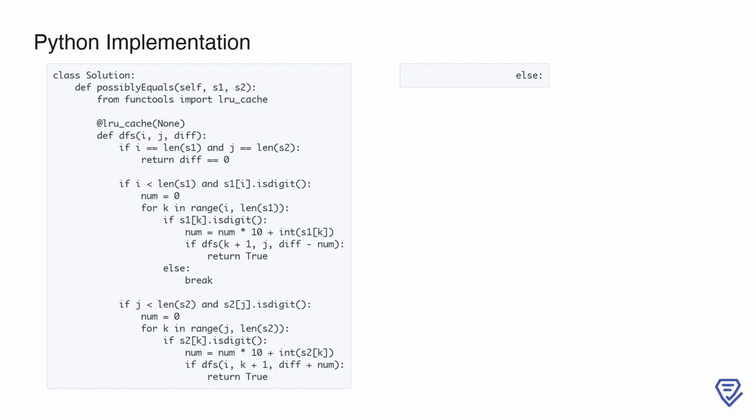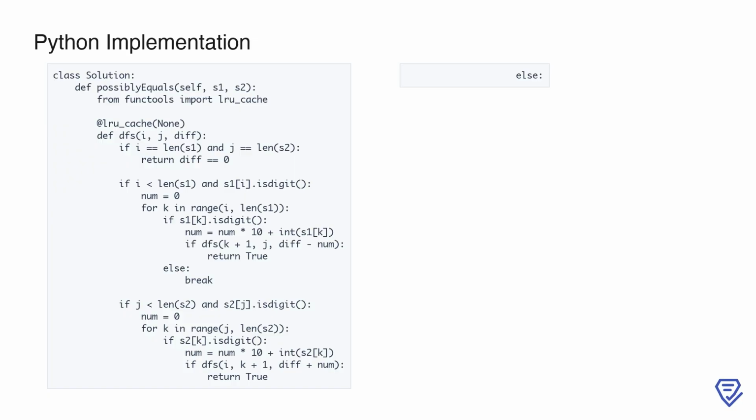Here, we begin the Python implementation by defining a class called Solution and a method possiblyEquals within it. This method takes two parameters, s1 and s2, which are the encoded strings we need to compare. To optimize our solution, we use the lru_cache decorator from the functools module, which memoizes the results of the recursive function dfs to avoid redundant computations. The dfs function is designed to explore all possible ways the strings can match by considering their current indices i and j, as well as a diff value that tracks the difference in lengths between the interpreted portions of s1 and s2.